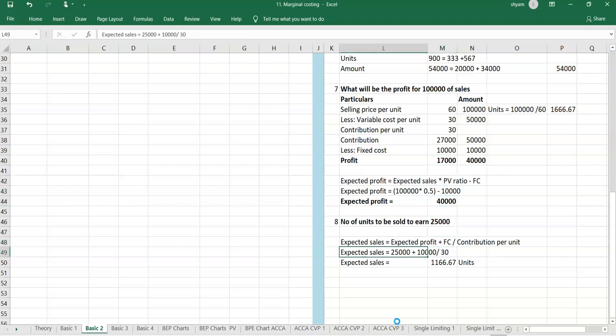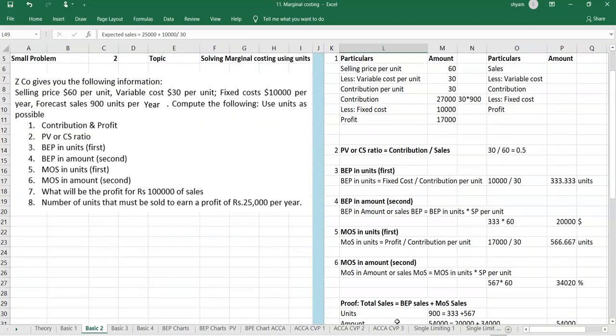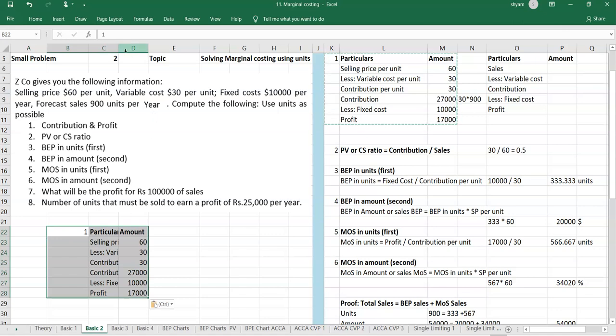Okay, so you have to do these sums again and again, then only you'll get a grip on these sums. Okay, and as a bonus, we'll just look at this. We found out that if BEP units is going to be 333 units, our profit will be 0. Will it be correct like that? Let's check that also, so that you get an idea.